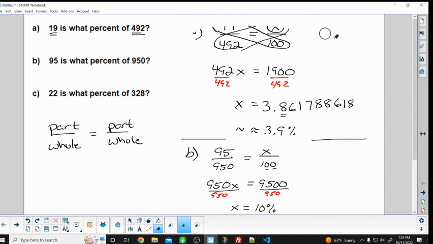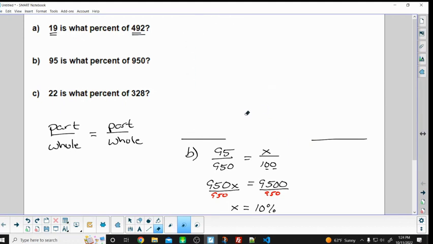And so I am going to erase my work up here and show C up here, and then we'll be done with this video. So let's put C right here, and we have 22 is my part, is what percent of 328. So 328 is my whole, equal to the mystery percentage that we're looking for over the 100%. And again, 22 represents the part over here on the left. This x, this mystery percentage, represents the part over here on my right. 328 represents the whole over here on the left. The 100% represents the whole over here on the right. And that's how this proportion works.